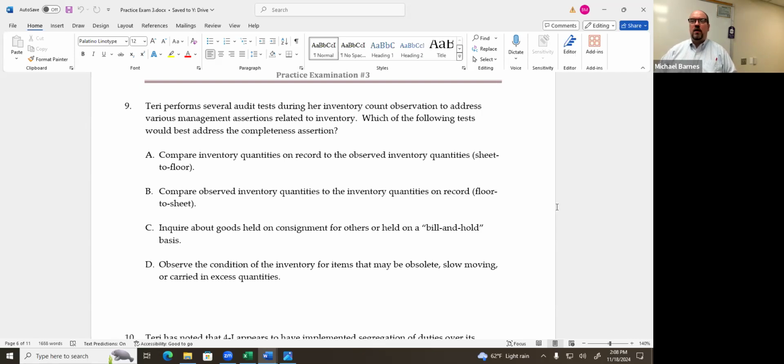So we're trying to determine whether something was properly recorded. Remember, completeness is a recording assertion. And remember, it's recorded at all. Did it get recorded at all? So compare inventory quantities on record to the observed inventory quantities, sheet to floor.